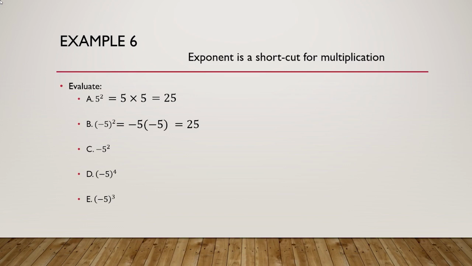Letter C is different from B. So what's going on with C is only the 5 is being squared and the negative is coming along for the ride. And what you can do with that negative is that you can make it into a negative 1. And then that 5 squared is 5 times itself twice. So what you have is negative 1 times 5 times 5.